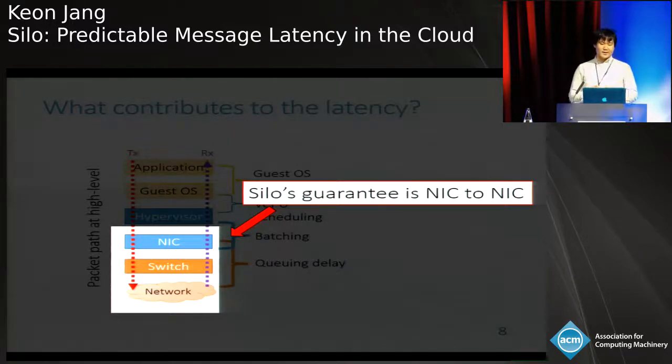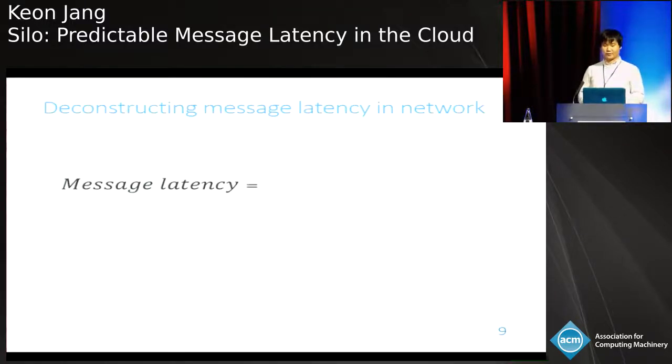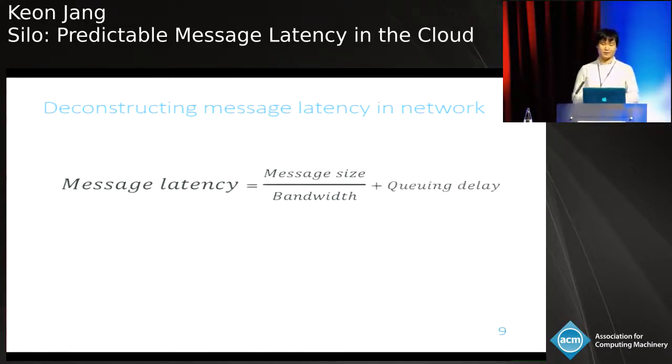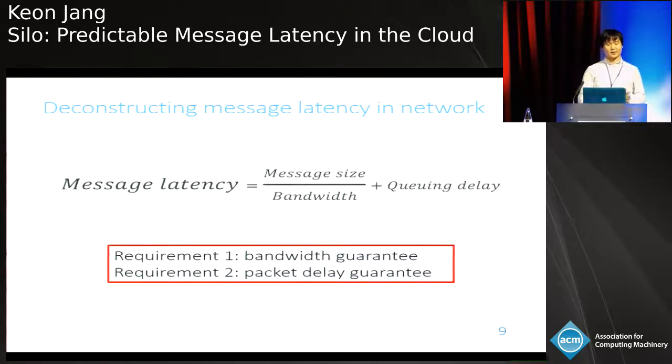Now let's look at the message latency in the network. First is the transmission delay, or message size divided by bandwidth. And second is the queuing delay in the network. I'm omitting the propagation delay because within the data center, it is typically small and bounded. Based on this observation, we can derive two requirements for predictable message latency. One is that minimum bandwidth should be guaranteed, and the second is that maximum packet delay should be bounded.